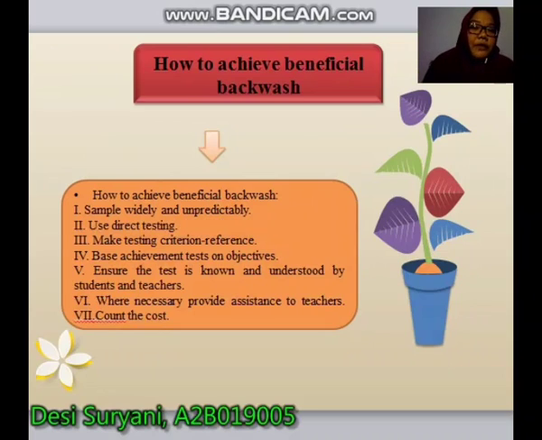How to achieve beneficial backwash? There are several ways to achieve beneficial backwash. The first one is sample widely and unpredictably. Second one is use direct testing. Make testing criterion referenced. Base achievement tests on objectives. Ensure the test is known and understood by students and teachers. Where necessary, provide assistance to teachers, and also count the cost.